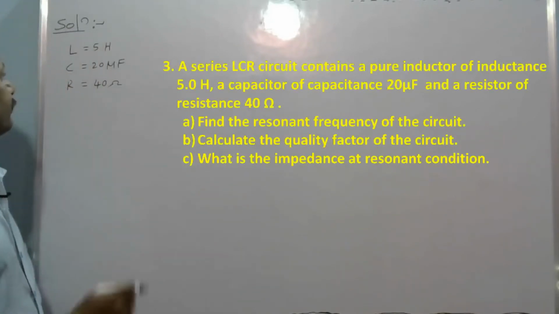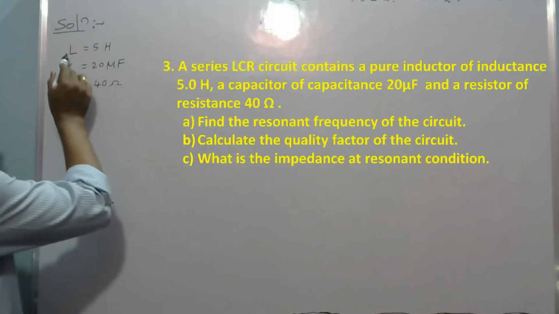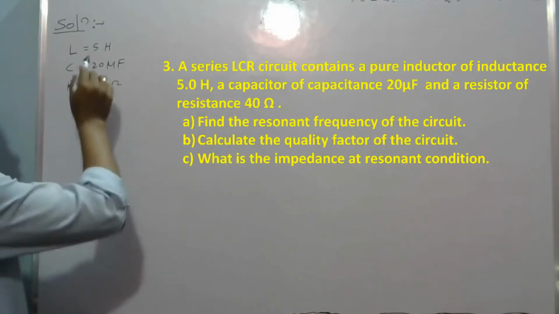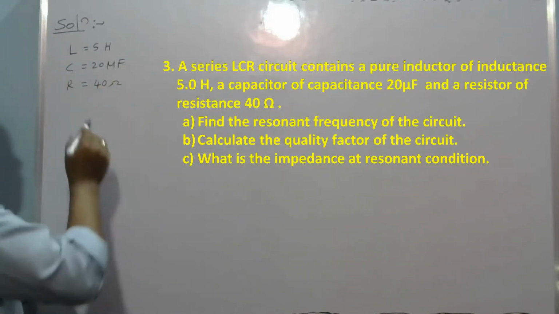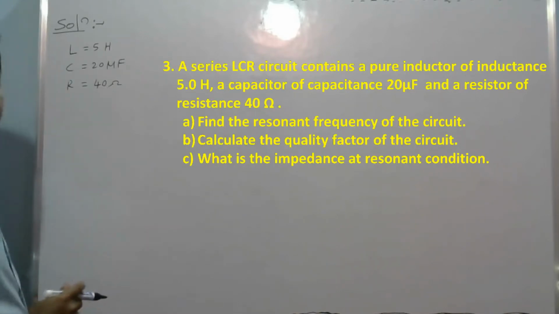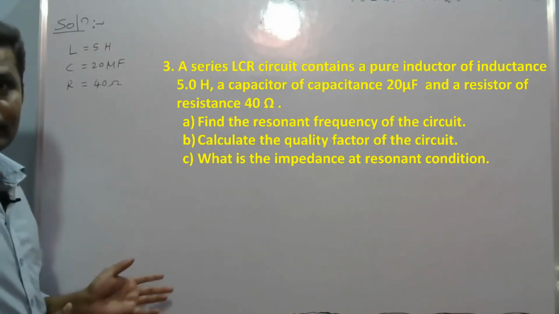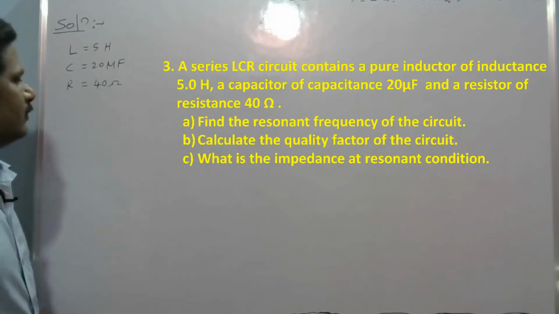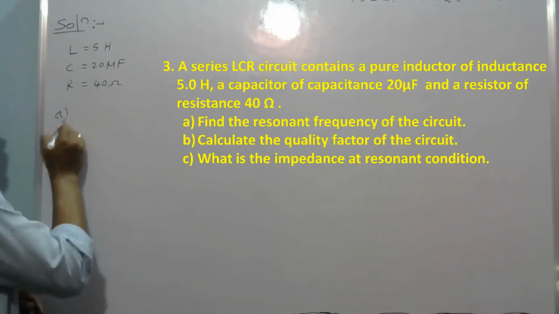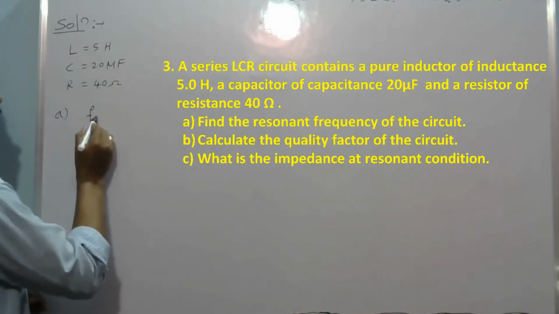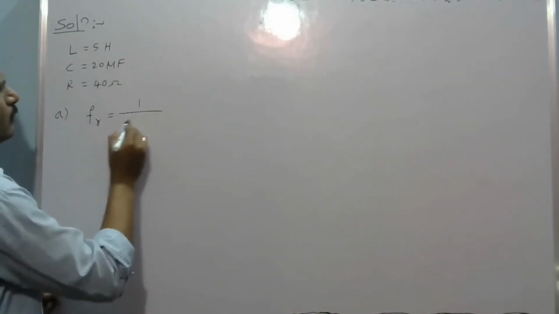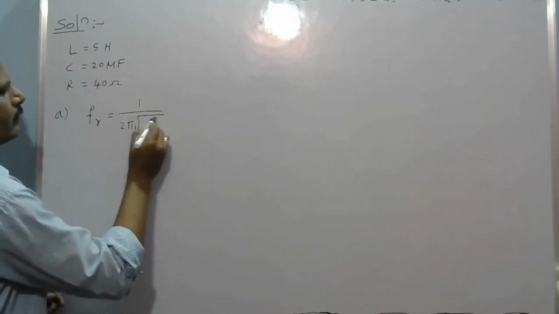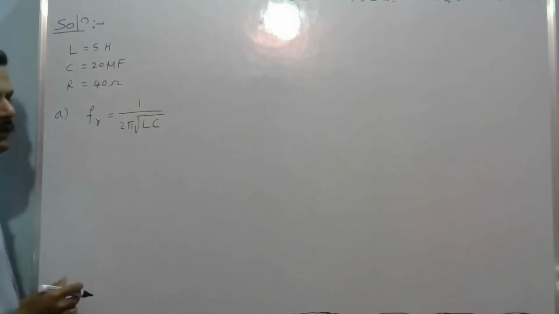In this problem, an LCR circuit consists of an inductor of inductance 5 Henry, a capacitor of capacitance 20 microfarad, and a resistance of 40 ohm. We need to find the resonant frequency, the quality factor, as well as the impedance at resonance. Let me find the resonant frequency first. We know that resonant frequency is equal to 1 by 2 pi square root of LC. This is the expression for resonant frequency.